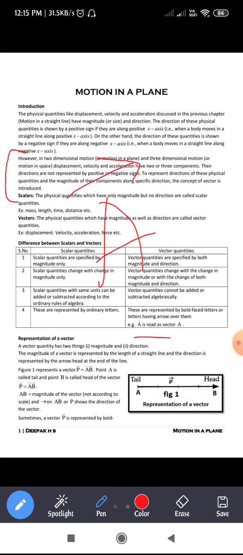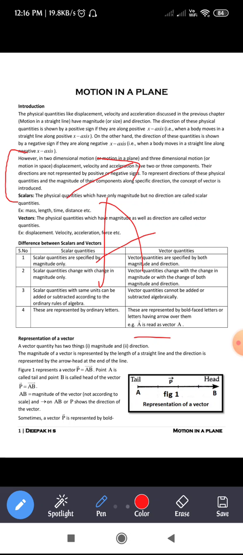Particularly in the previous chapter we studied some of the physical quantities when we are talking about one dimension. We talked about displacement, velocity and acceleration only considering one dimension. In this chapter we are going to study the same physical quantities, displacement, velocity and acceleration, considering two dimensions. So that is regarding the motion in a plane chapter.